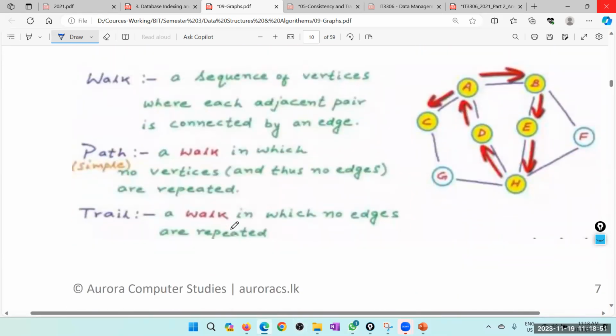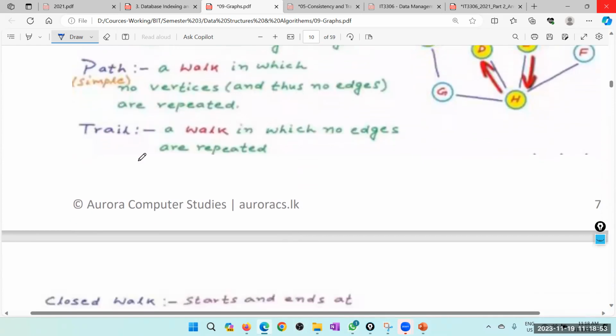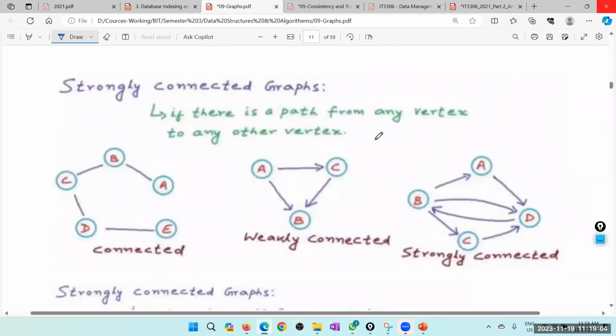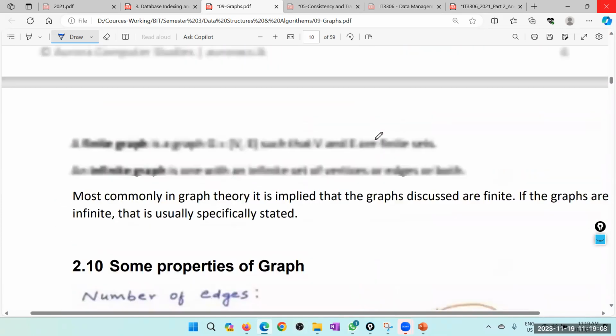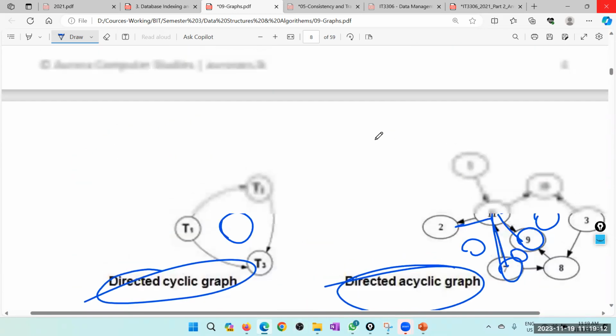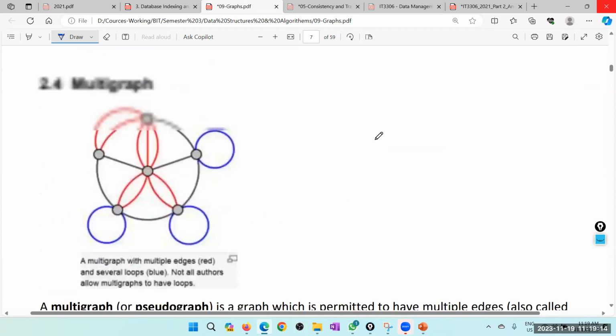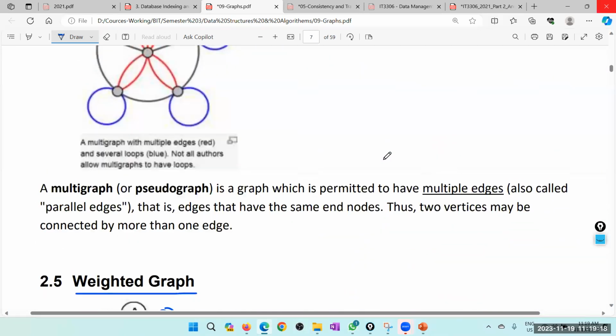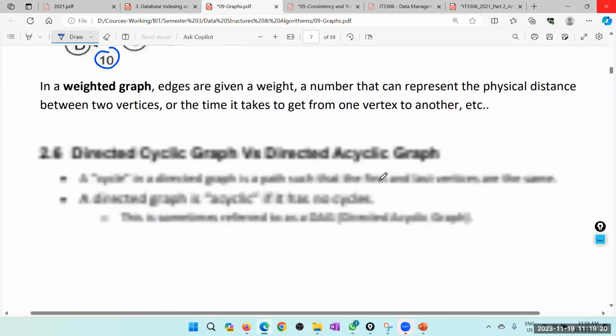So then, of course, you have the walk and trails. You can read it, okay? So trail means no edge is repeated, right? So then I think we discussed the strongly connected graphs, right? Yeah, strongly connected we discussed. Regular graph, complete graph, no, we didn't discuss, right? Okay, let's look at the strongly connected graph as well.